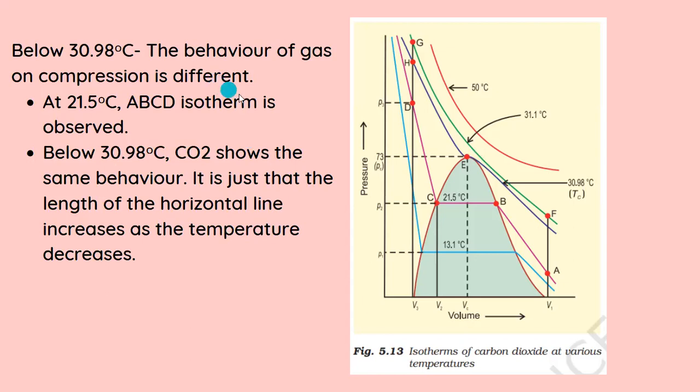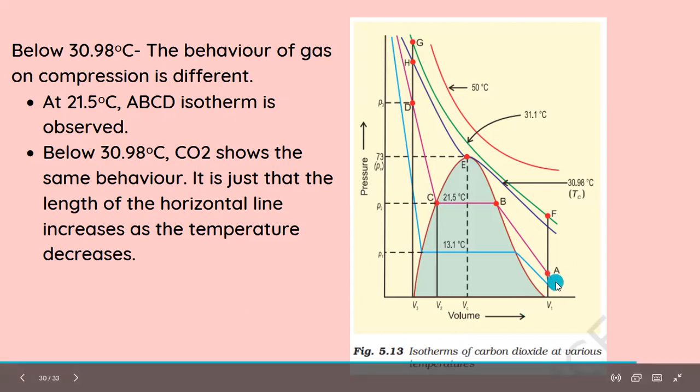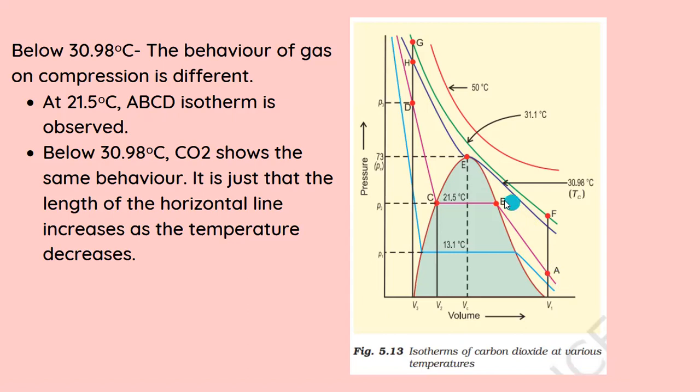Next, below 30.98, first you have a gas, and an increase in pressure leads to the conversion from A to B. There's a decrease in volume. B to C, you have a mixture of both liquid and gaseous phase. And adding pressure to the system will make sure that the gas gets converted to the liquid, and at point C, condensation is complete.